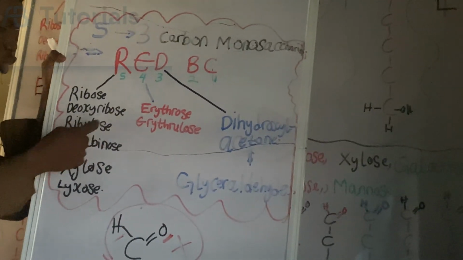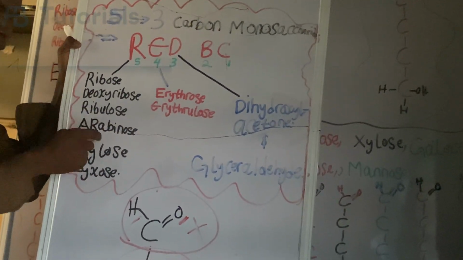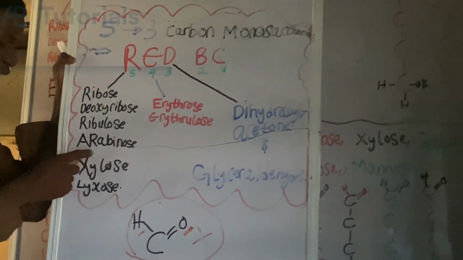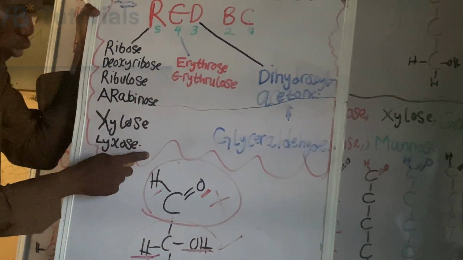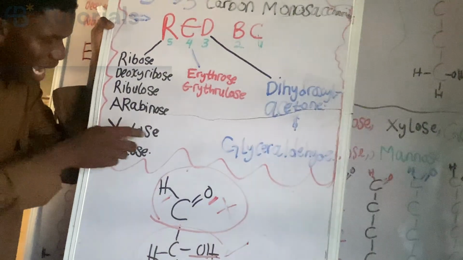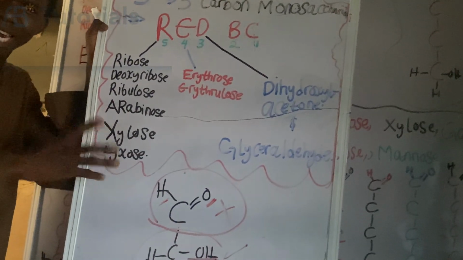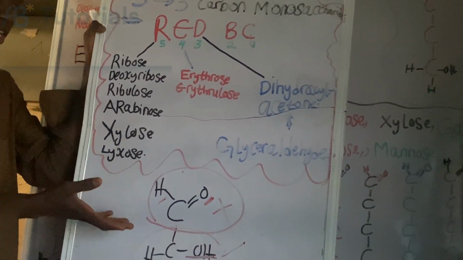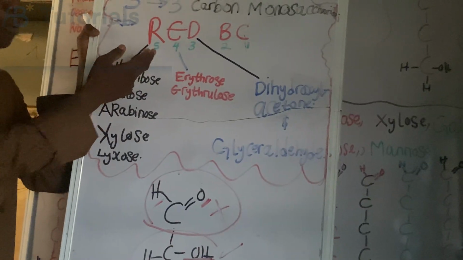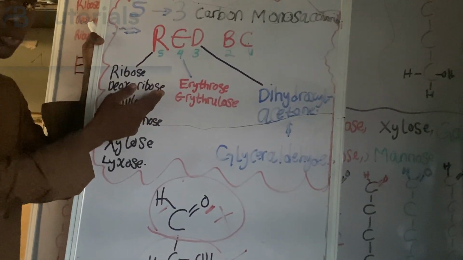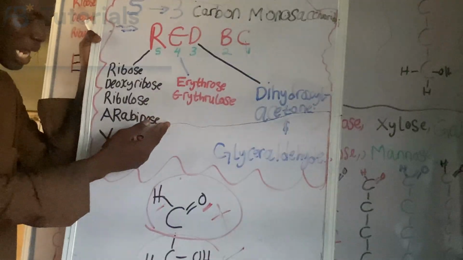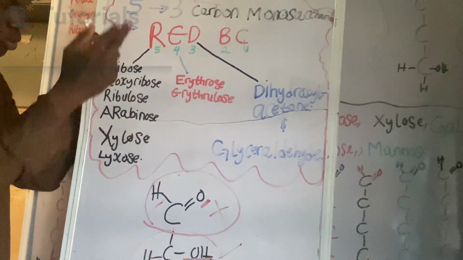We also have ribulose, and arabinose. You notice that all of them have R. The last ones here are xylose and lyxose. You notice that xylose and lyxose have the same letters in their spelling; they just rearrange them to give this one another name. So the five carbons are ribose, deoxyribose, ribulose, arabinose, xylose, and lyxose.